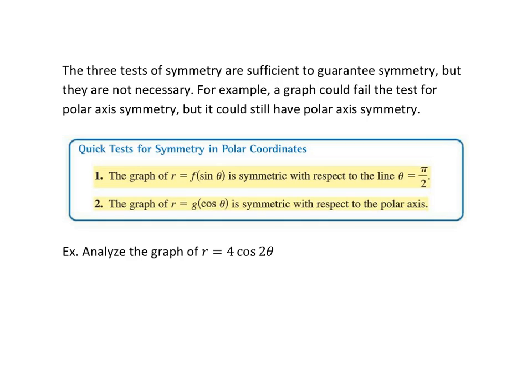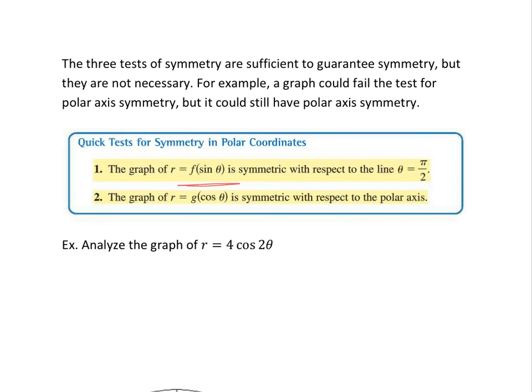Okay, this is a little tidbit of what I said before in writing. Your graph could fail all the axis of symmetry tests and still have symmetry. Quick way to remember it is if you have sine graphs, they're going to be symmetric with pi over 2. If you have cosine graphs, they're going to be symmetric with the polar axis. So sine graphs are the same on the left and the right. Cosine graphs are the same on the top and the bottom. Okay, if I know this graph is a cosine, it's going to be the same on top and bottom. I really only need to go 0 to pi.